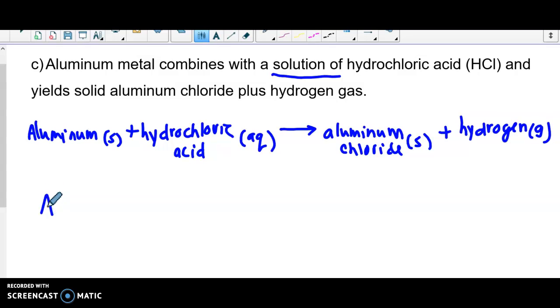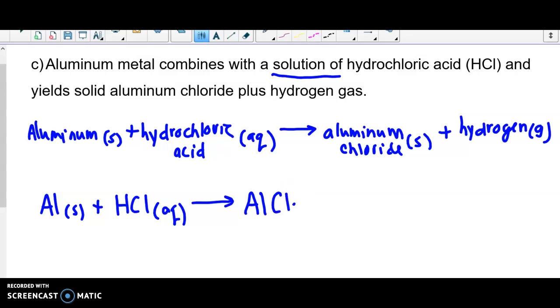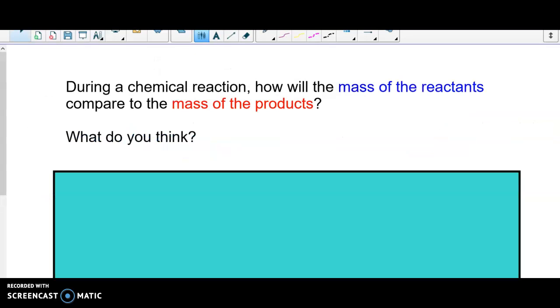Turning this into a skeleton equation, I've got aluminum plus HCl(aq) reacts to form aluminum chloride. Aluminum will get rid of 3 electrons in order to become a stable ion. Every single chlorine ion will need to gain 1. So I'm going to need 3 chlorines for every 1 aluminum ion created. Hydrogen gas again is H2. And that's it.